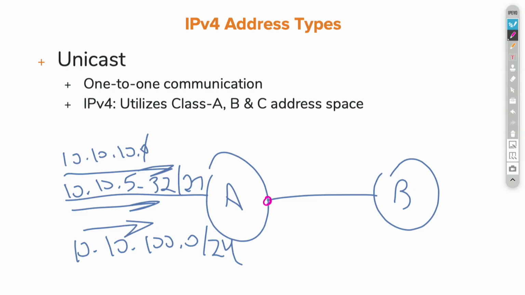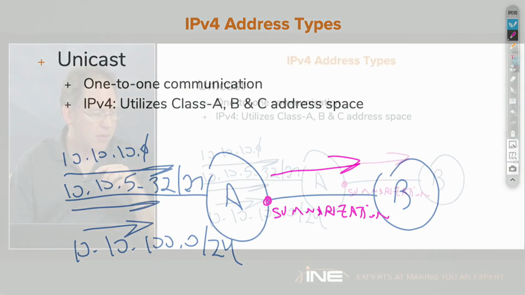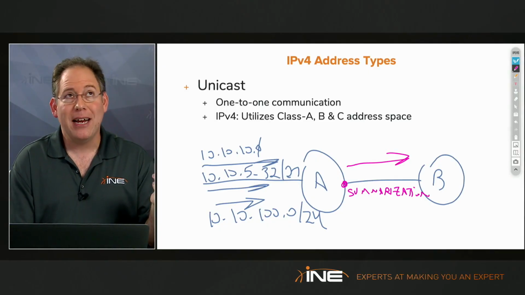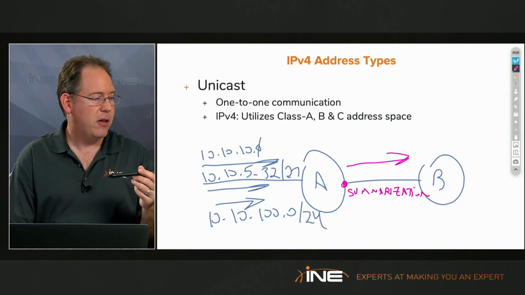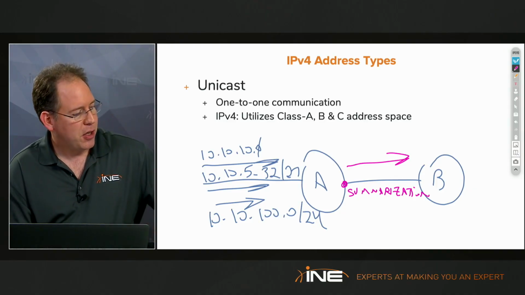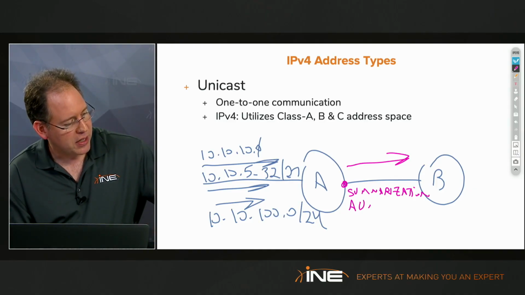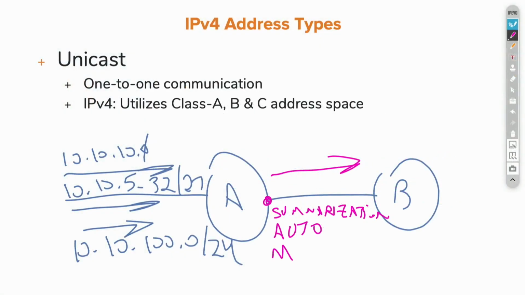So on this interface, as an example, we could turn on something called route summarization, which basically gives the router the permission to just send out one route that collapses or contains all of these. Now, here's the thing about route summarization. In most routing protocols, you have two ways to do it. You have something called auto summarization, and you have something called manual summarization.